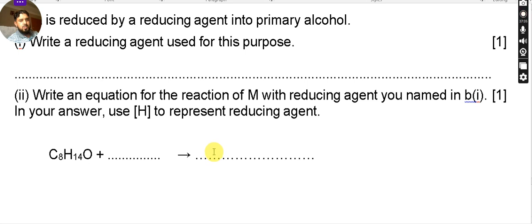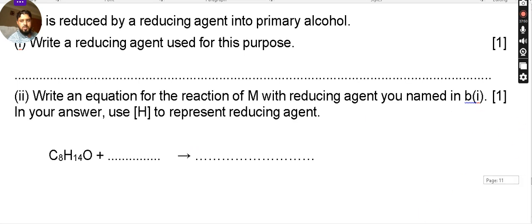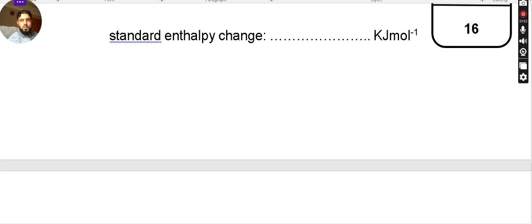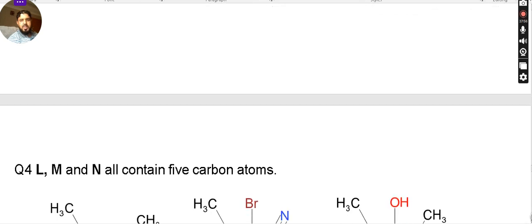We remove the oxygen, right? It will become alcohol. So the H will be added to the O. How does it become alcohol? Good question. For this purpose, you have to check the formula. That is a given. What is L?